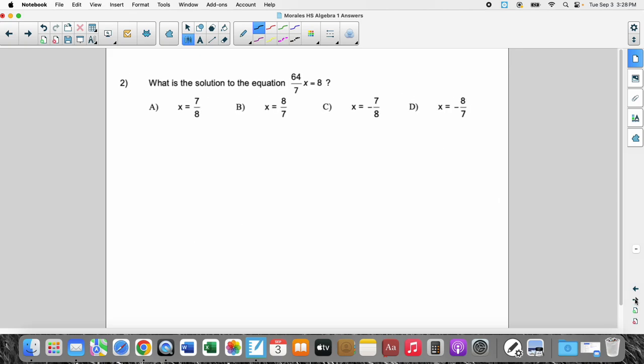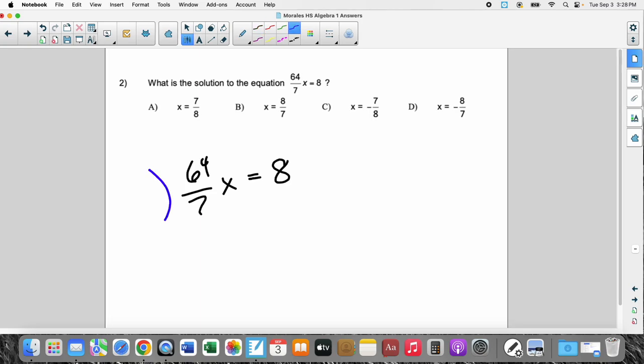You're isolating the variable. What is the solution to the equation 64/7 times x equals 8? We are going to multiply by the reciprocal, because we have a fraction. We would not divide by 64/7. We would multiply by the reciprocal, which is 7/64, and we would not multiply 7 times 8 and get 56/64. We're going to simplify first.